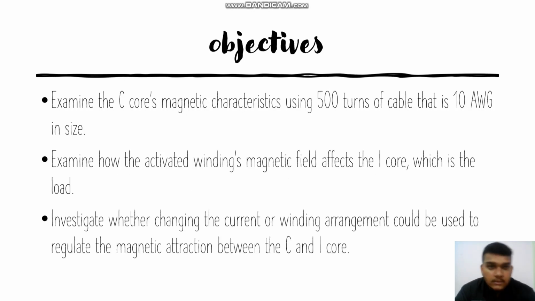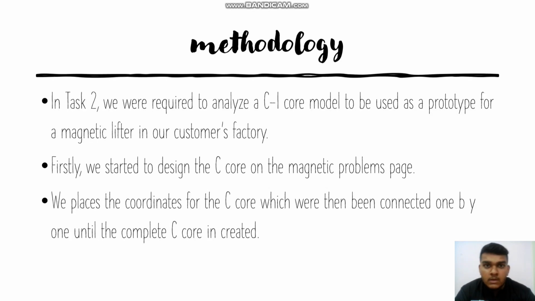Next, the objectives. Firstly, examine the C core's magnetic characteristics using 500 turns of cable that is 10 AWG in size. Secondly, examine how the activated winding's magnetic field affects the I core, which is the load. Lastly, investigate whether changing the current or winding arrangement could be used to regulate the magnetic attraction between the C and I core. Moving on to the methodology.